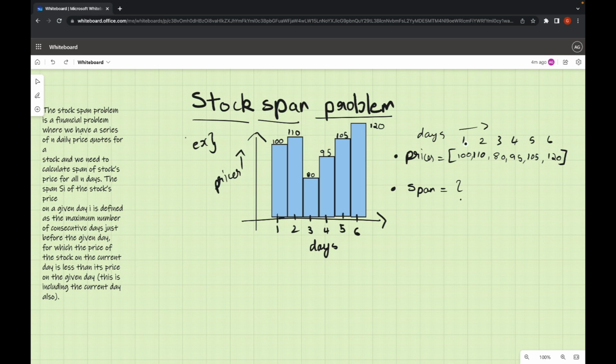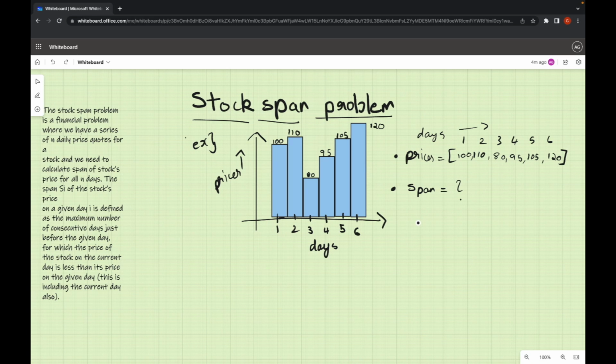In this case, on day 1 it is 100, on day 2 it's 110, on day 3 it's 80, and so on. You need to find the span on each day, that is for day 1, day 2, day 3, and so on. Now what a span is. So span on any day i is defined as the maximum number of consecutive days just before the given day for which the price of the stock on the current day is less than its price on the given day.